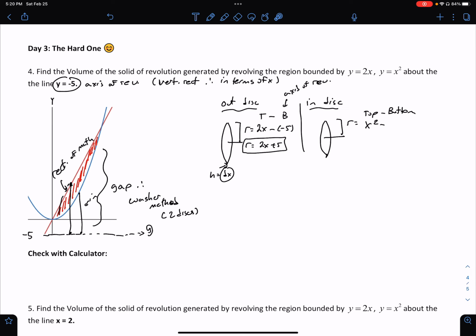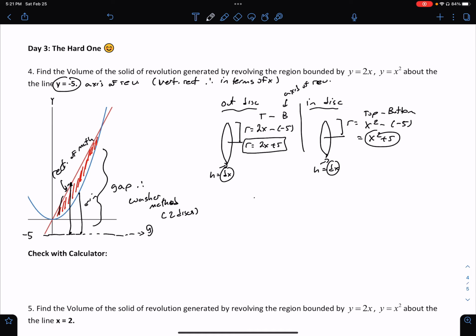The bottom is on the axis of revolution again. Remember, the bottom is always going to be our axis of revolution, which in this case again is -5. And we get this x squared plus 5. We do have a height, which is again dx. And that's all we need.